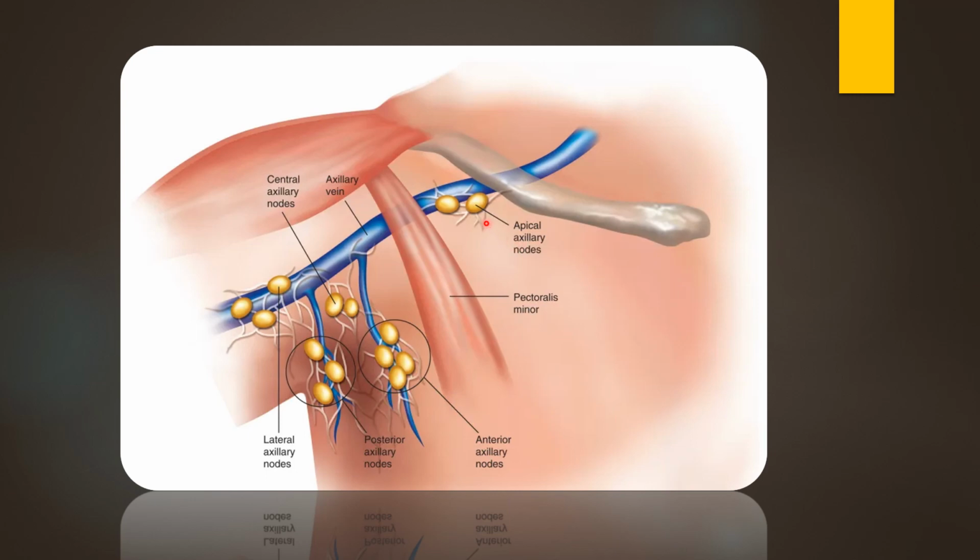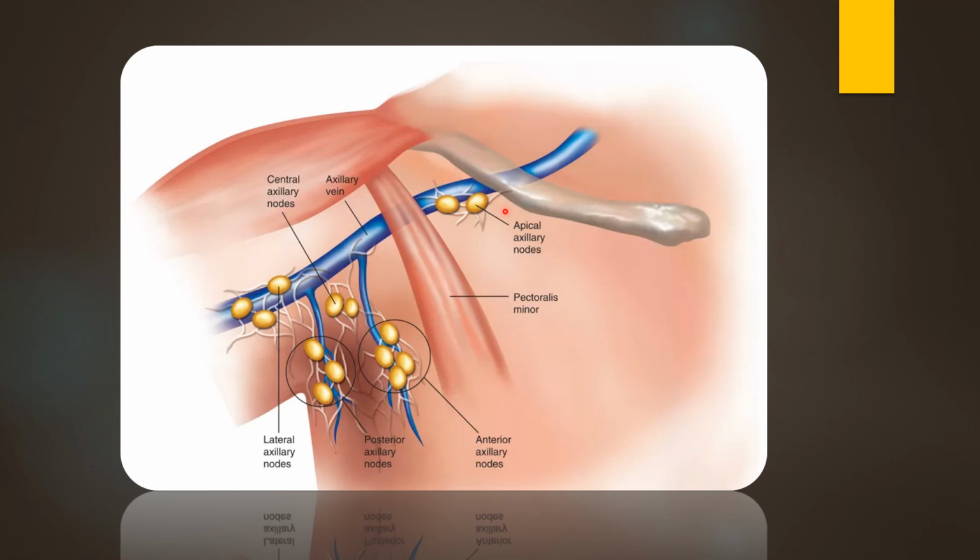It means it receives all the channels from the anterior, posterior, lateral, and central axillary lymph nodes; everything finally drains into the apical axillary lymph nodes. Efferents from the apical axillary lymph nodes form the subclavian trunk. This drains mostly at the junction of the subclavian and internal jugular veins. Sometimes it may join the right lymphatic duct or the thoracic duct on the left side, and a few efferents terminate in the inferior deep cervical lymph nodes.